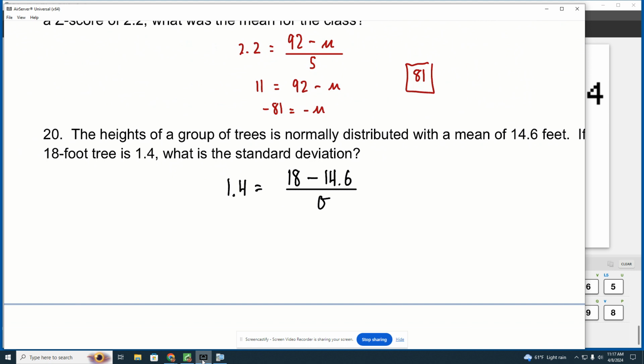Now, think about it. We've been getting rid of that fraction by multiplying, so let's do the same thing. What is 1.4 times standard deviation? And then what do I do with 18 minus 14.6? What is 18 minus 14.6? And what do I do lastly to get the standard deviation alone? So 3.4 divided by 1.4 is approximately 2.43 standard deviation.